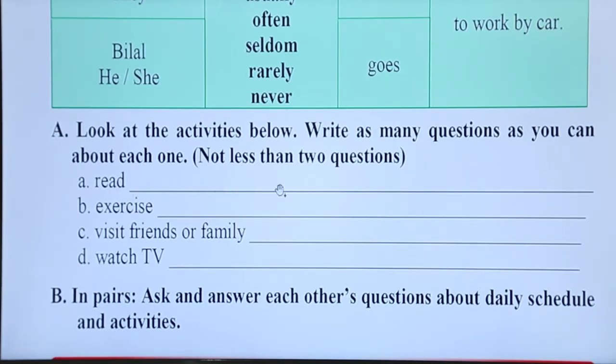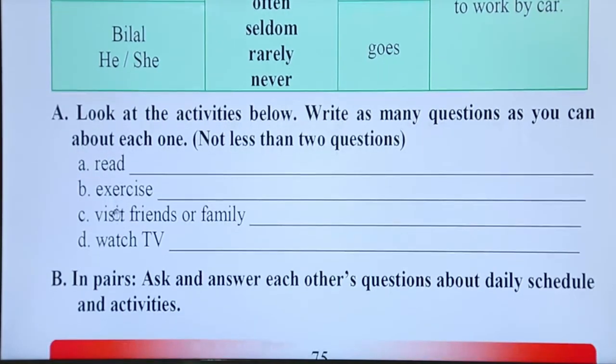Do you read storybooks? Which kind of books do you read? And for number B, part B, part C and part D, it's your homework. You have to do them at home. In the next part, ask and answer each other's questions about daily schedule and activities.